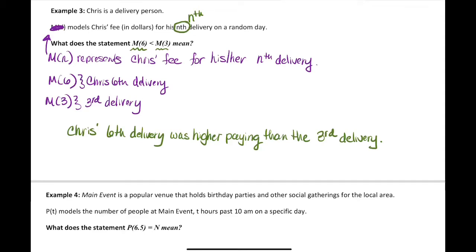So Chris's 6th delivery was higher paying than the 3rd delivery. That's all that means. I think the way that some delivery drivers are paid is that it depends on how big the order is. Like if they're getting a $200 order, they're going to probably make a lot more money or a lot more profit than if they're just picking up a cup of coffee for somebody. So that is number 3.